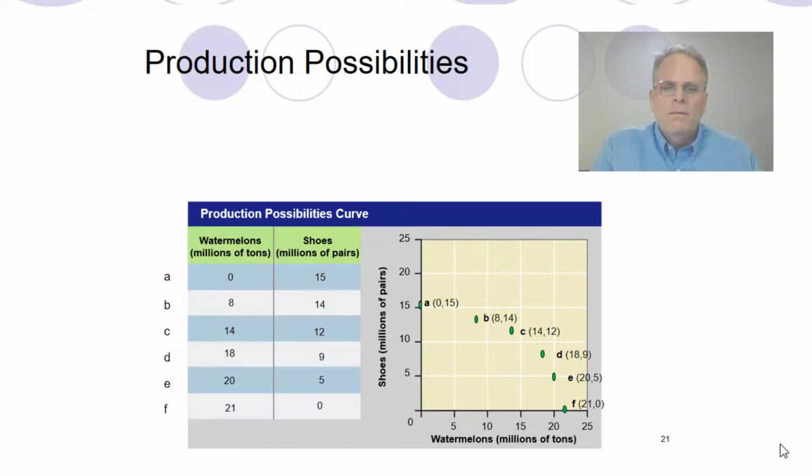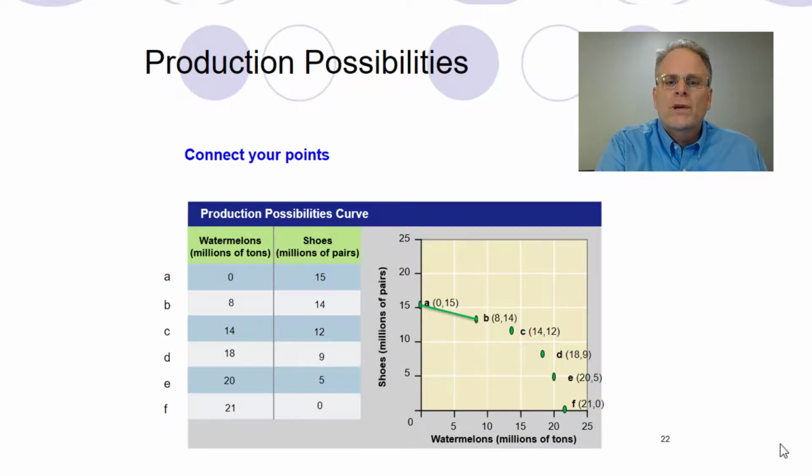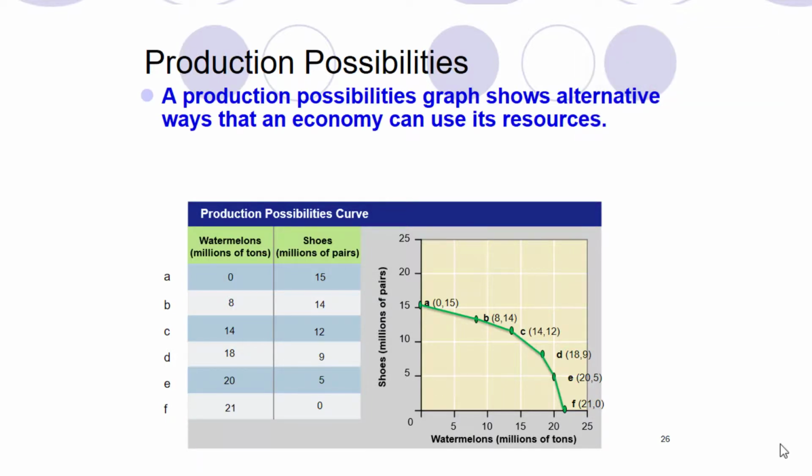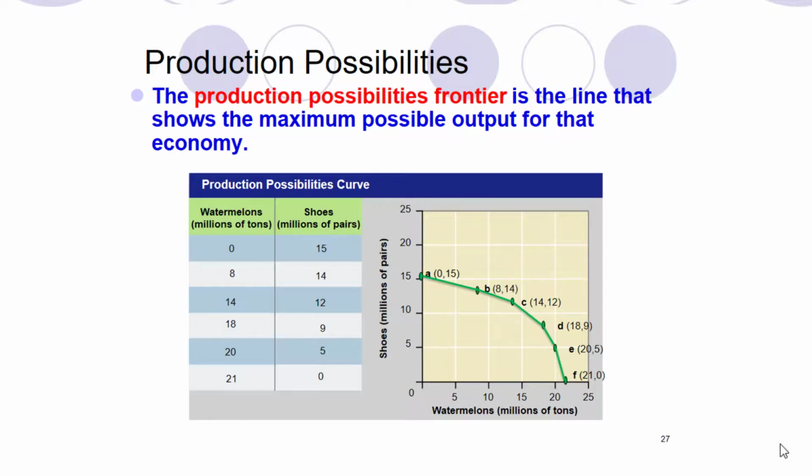So all that we have done is plotted our points from our schedule onto our graph. But we're not done yet. Now we need to connect our dots. So I'm going to draw from A to B, B to C, C to D, D to E, and E to F. This gives us our production possibility curve. This line on our curve represents the production possibility frontier. This is the maximum possible output for the economy using our current factors of production at their maximum capacity.